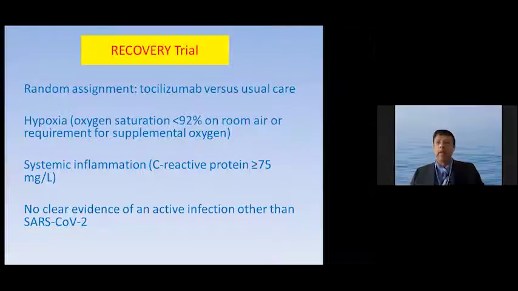In the tocilizumab arm, the patients were randomly assigned to tocilizumab or usual care, and the groups were selected as having hypoxia. These were the groups that were selected for the study, those with hypoxia, that is oxygen saturation of less than 92%, systemic inflammation as evidenced by CRP greater than 75, and there was no clear evidence of active infection other than the SARS-CoV-2 viral infection.